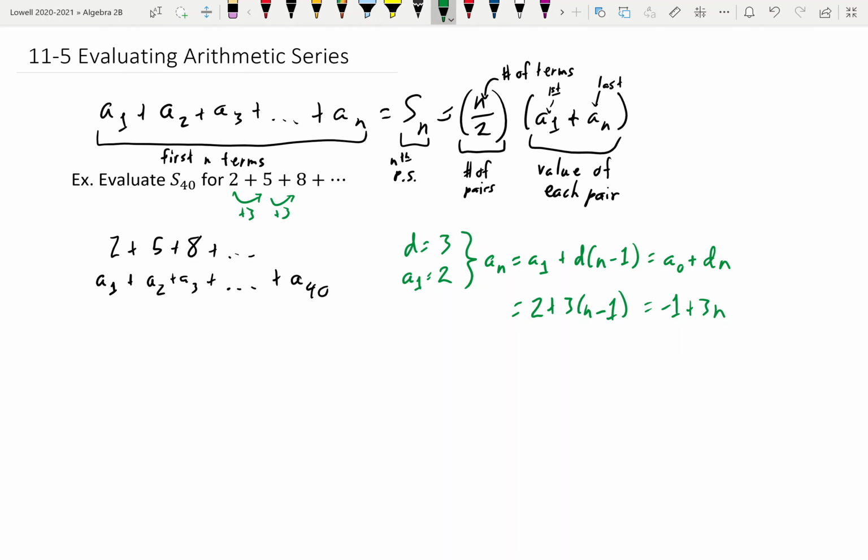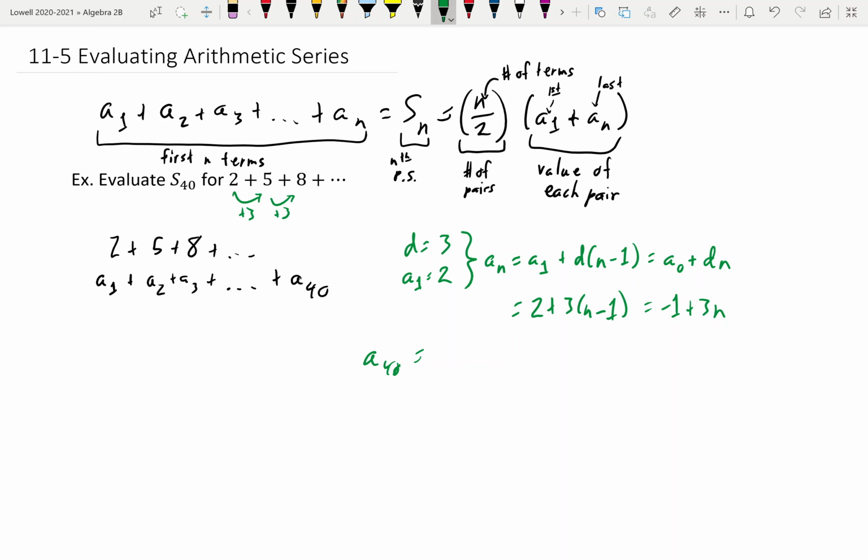Okay, so these two equations are exactly the same, and you can see here, if I distribute this, you'll get 2 minus 3 plus 3n, which is the same thing. But here's why it's really nice to use this one. Again, you don't necessarily have to do this. Well, actually, we'll get there later. So either way, now we can figure out what A40 is.